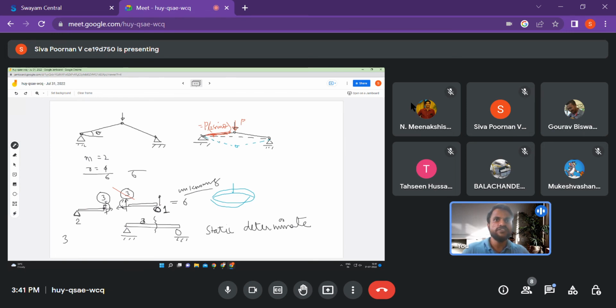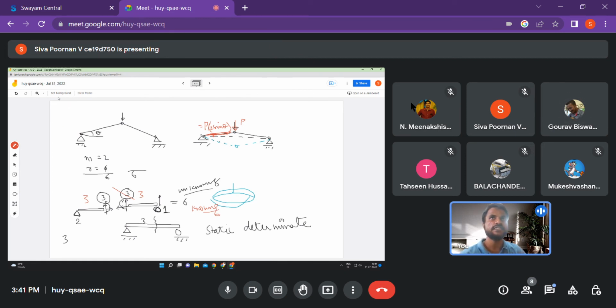So what we are going to say is that the total number of knowns is 3 here, 3 equilibrium equations. That means that total knowns is going to be 6 again, right? So these two tally, and then we say that it is a statically determinate structure, right?